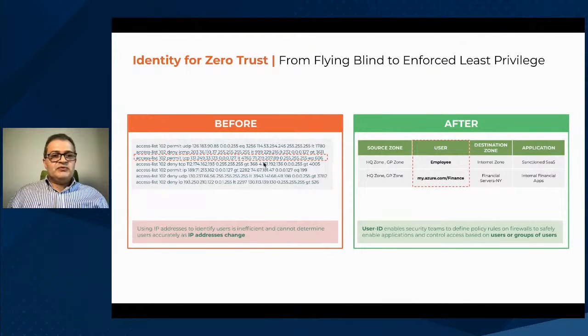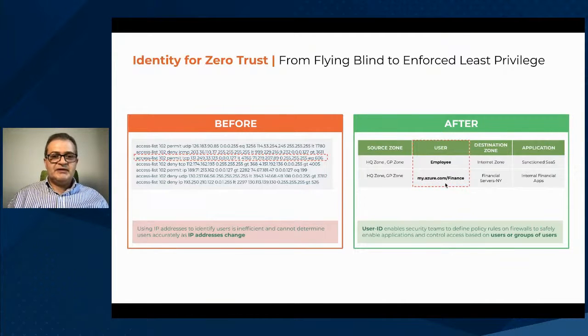Previously, in the legacy solutions, we used to do only IP address verification. But this is not enough. IP addresses change, but users is what's important. We need to look at the user ID. Is this user an employee? Where is he trying to access? Is he allowed to do that or not? Maybe he's from the finance department. He's trying to access an internal financial application. We need to be able to differentiate between the two, irrespective of their IP address.